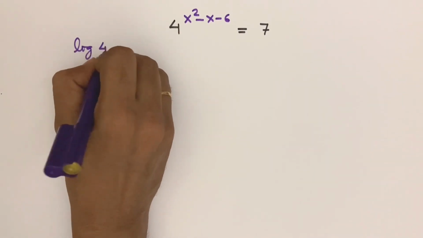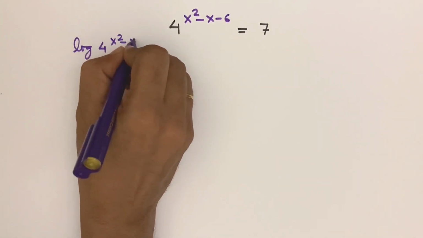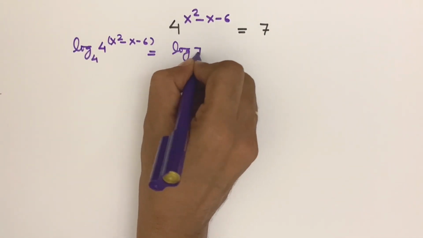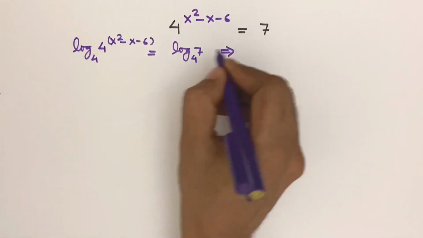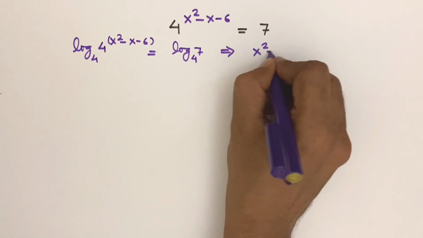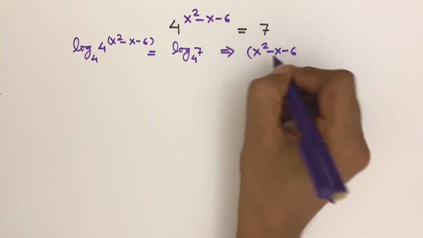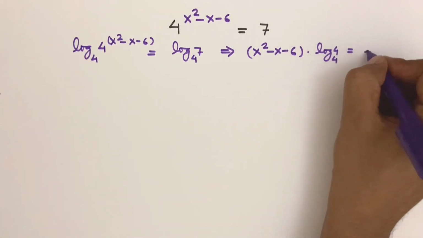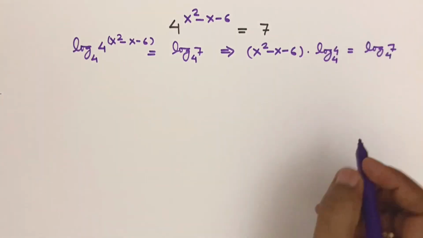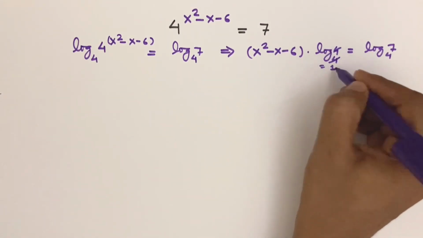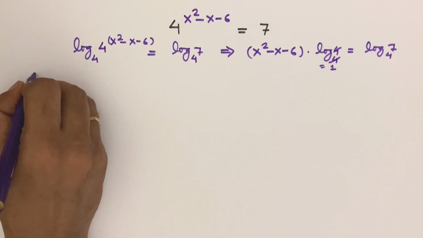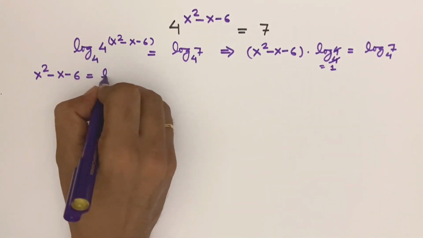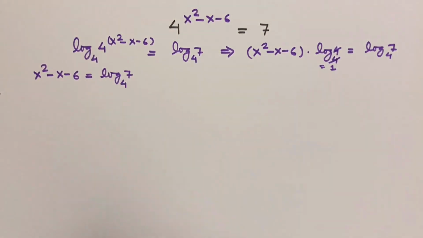log 4 to the power x square minus x minus 6, base 4, equals log 7 base 4. So this becomes x square minus x minus 6 multiplied by log 4 base 4 equals log 7 base 4. Log 4 base 4 is equal to 1. So this becomes x square minus x minus 6 equals log 7 base 4.